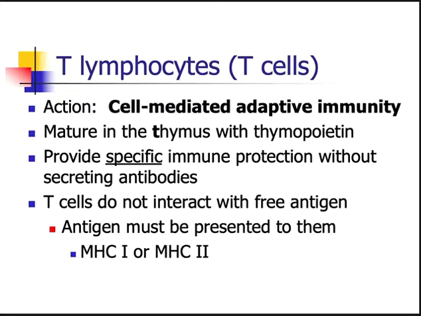Okay, so our T cells will read the MHC, which stands for major histocompatibility complex. And we have two types, 1 and 2. MHC1 is on all of the cells of your body that have a nucleus. So your red blood cells don't have this.